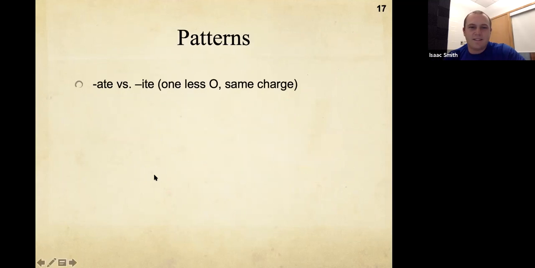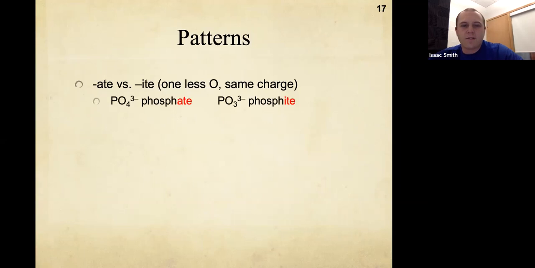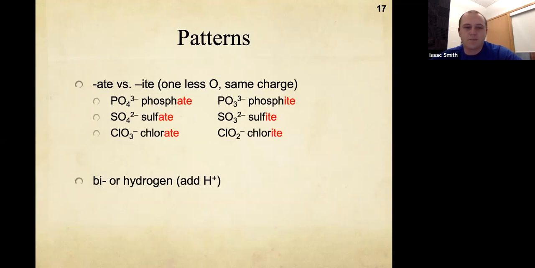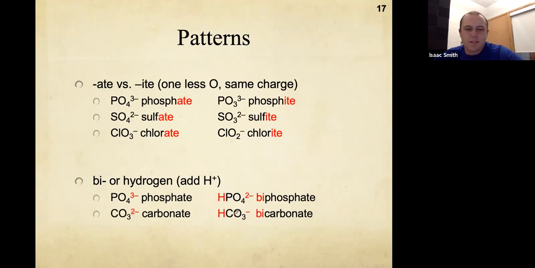All right, sounds good. These slides again just go over the patterns, right? So from phosphate to phosphite, you just lose an oxygen, but you have the same charge. Anytime you have an ate, when you're going to the ite form, you lose 1 oxygen, but you have the same charge. And then if you're adding hydrogen, you can do bi or hydrogen, and the charge is reduced by 1. So here you see with phosphate, 3 minus, if you add a hydrogen, you actually have biphosphate, so 2 minus. Okay, carbonate, we've seen this one.